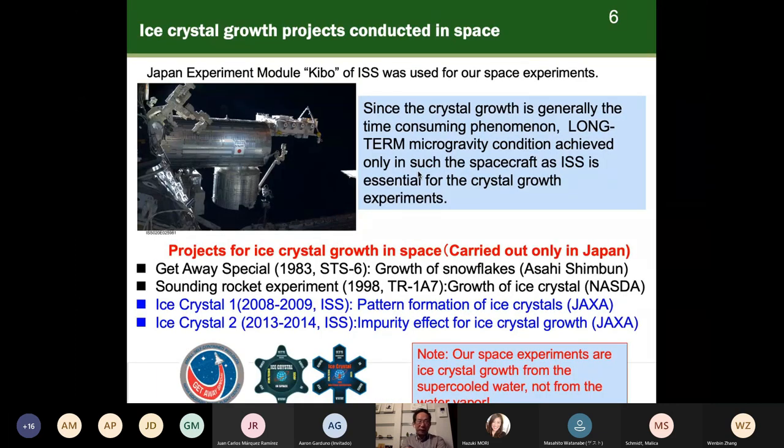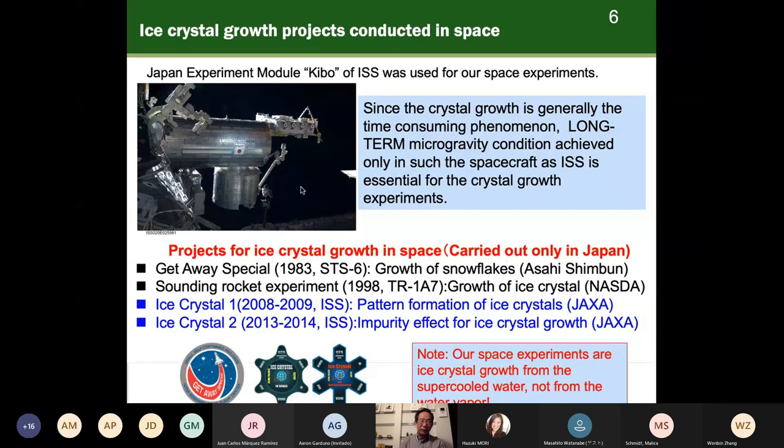Based on this motivation, we carried out ice crystal growth experiments in space using the Japanese experimental module Kibo, connected to the International Space Station. You can see the picture. This is the Kibo module. Ice crystal growth is generally a time-consuming phenomenon, so we need a long time to observe it. If we want to do a microgravity experiment, we need long-term microgravity conditions, which are achieved only in such a spacecraft.